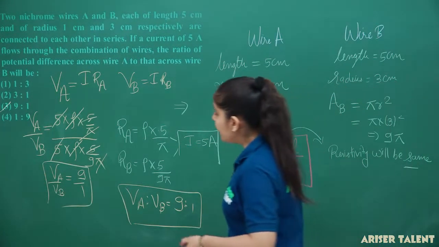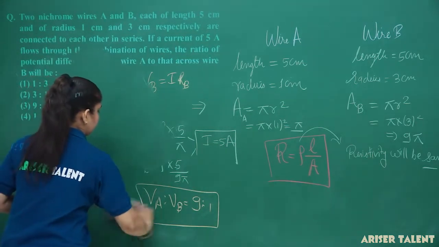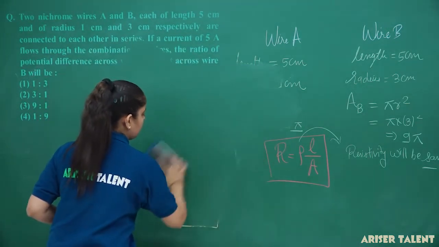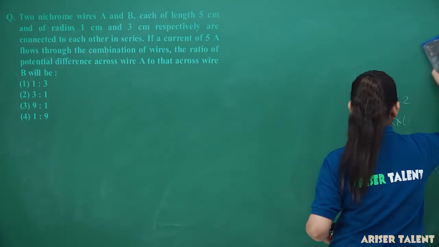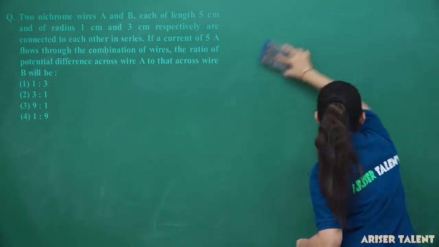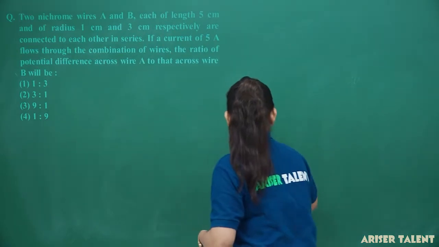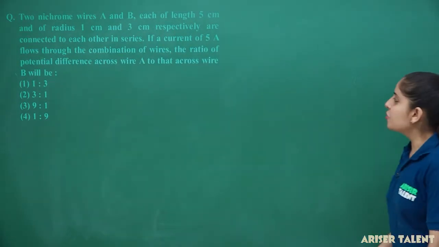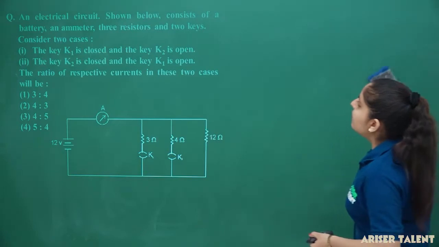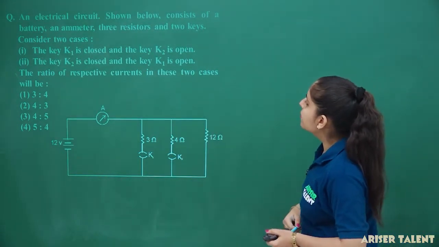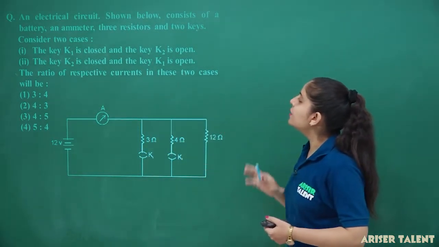Now, let's move to the last question of this sequence. Now, the next question is, an electrical circuit shown below consists of a battery, a meter, 3 resistors and the 2 keys. This is key 1, key 2. You have to consider the 2 cases here.